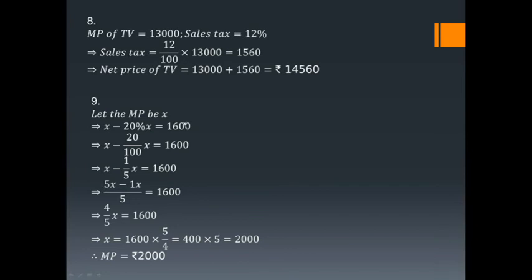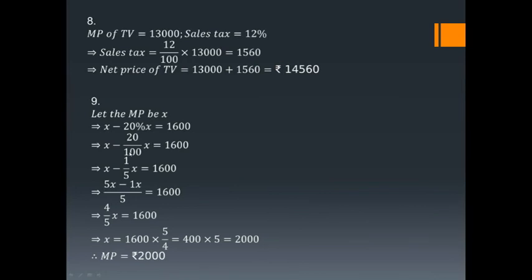Here we have the question that we have bought something for 1600, that is after the deduction of 20% of x. After a discount of 20% on x, that means let the MP be x, x minus 20% after deduction is 1600. 20% means 20 by 100, okay.